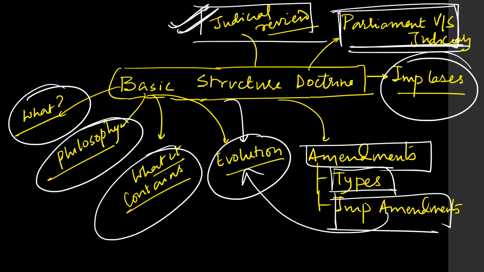So this is how you have to prepare this topic. Many students make the mistake of just reading basic structure doctrine and thinking that okay, this topic is prepared. No, you have to read the entire evolution. You have to read amendments. You have to read important amendments. You have to read important cases. You see how UPSC has already asked the 44th amendment. So like this, UPSC can ask important amendments which led to this basic structure doctrine.